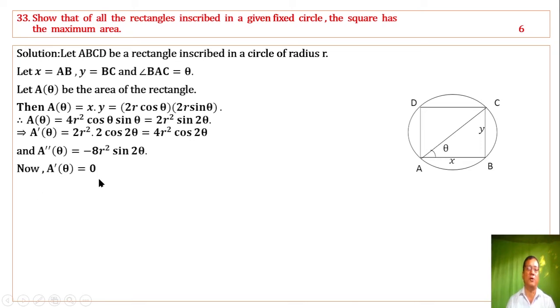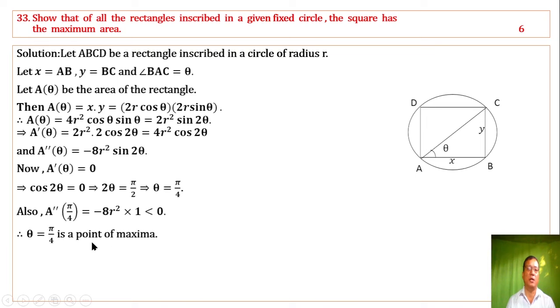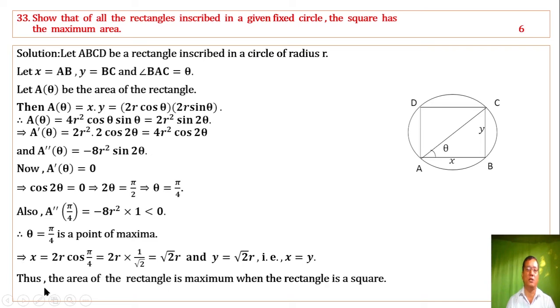Now A dash theta equal to 0 gives theta equal to pi by 4. Put these values in A double dash. We have this, which is less than 0. That is a negative number. Therefore, theta equal to pi by 4 is a point of maxima. This implies x equals this, y equals this. These two values are equal. This shows that the area of the rectangle is maximum when the rectangle is a square.